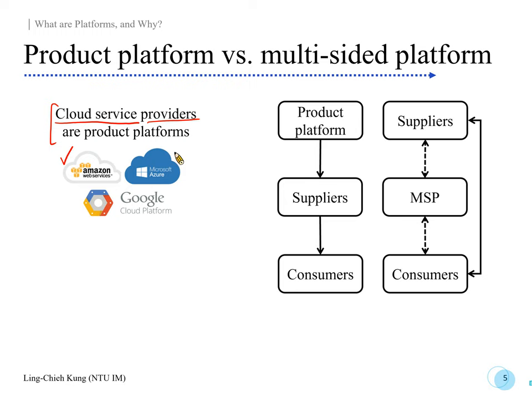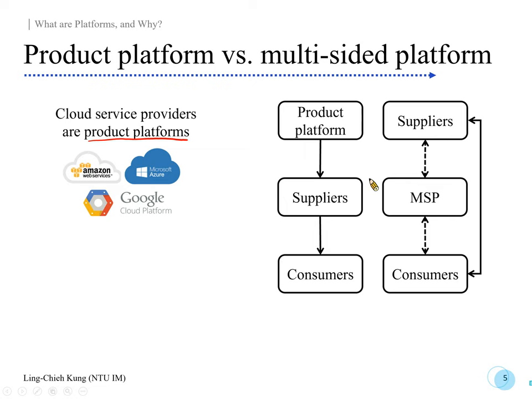You even see that GCP considers itself a platform, all right? So these cloud service providers, what do they do? They help some companies to create their services to serve consumers, okay? So graphically, I draw the picture like this.